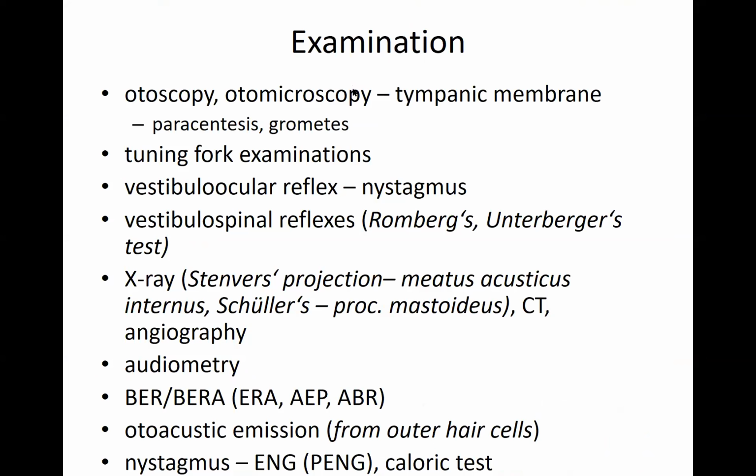So we can examine the external ear and tympanic membrane using otoscopy or even a microscope. If there's an inflammation and too much pressure and the danger of rupture appears, we perform a puncture called paracentesis. If it's chronic, you can put into this punctured hole a metal tube or tubule, which is called a grommet, and we leave it there for several weeks or months just to drain it and to clean it.